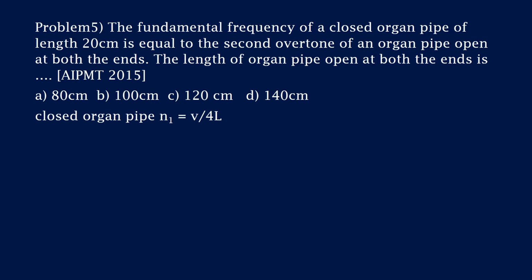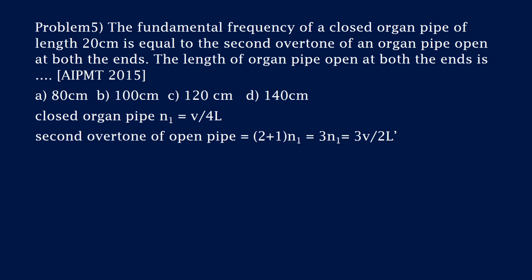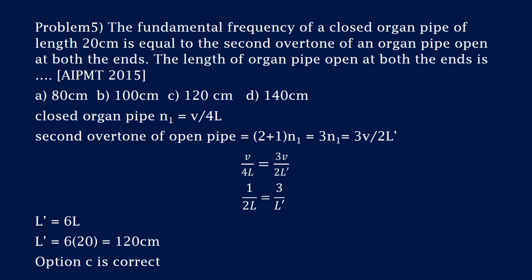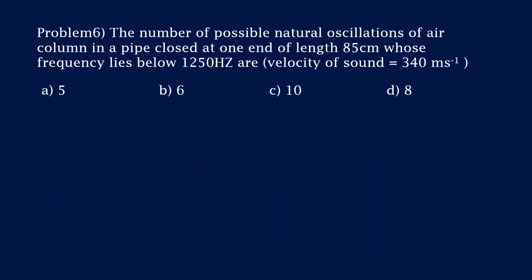Fundamental frequency of closed organ pipe is given by N1 is equal to V upon 4L, and the formula for the overtone of open pipe is given by (M plus 1) into N1. Substituting the value of M is equal to 2, we get 3 times of N1 is equal to 3V upon 2L dash. Comparing V upon 4L is equal to 3V upon 2L dash, and solving it further, we get L dash is equal to 6L. Therefore, L dash is equal to 6 times of 20, which is equal to 120.